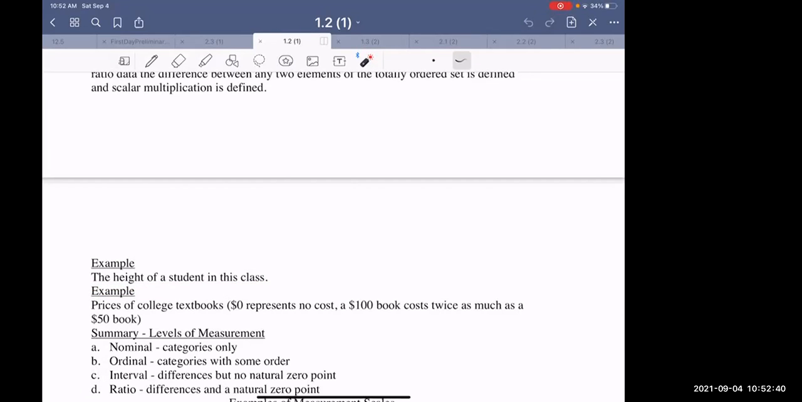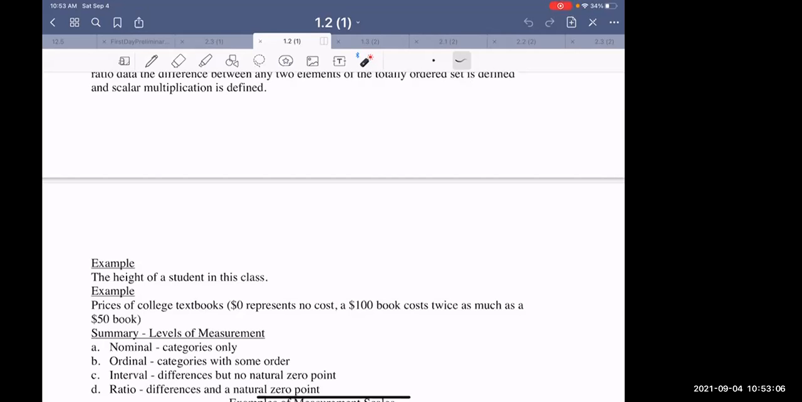A person that is, let's say, 6 feet tall is twice as tall as someone who's 3 feet tall. And a person that's 0 feet or 0 inches tall has no height. Obviously, it's not a person. But if you had a height of 0, you would have no height.